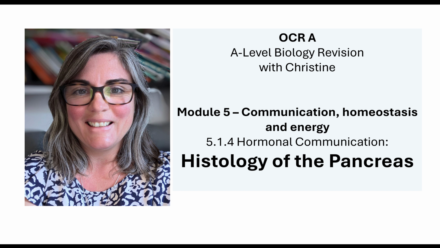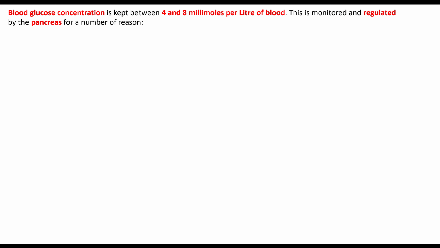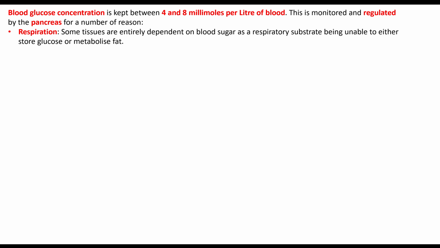So today's lesson I want to look at histology of the pancreas, and that is part of your Module 5 hormonal communication topic. So let's just remind ourselves about homeostasis, where we need to maintain certain factors within a very narrow limit. Now, our blood glucose concentration is kept between 4 and 8 millimoles per litre of blood. Now, this is monitored very closely by the pancreas, and the pancreas is involved in the regulation of that blood sugar levels. Now, there's a very important reason for that.